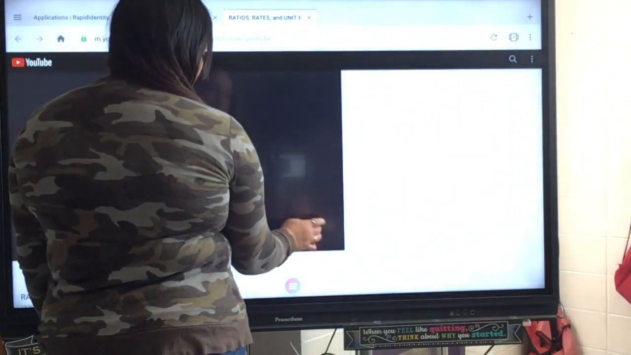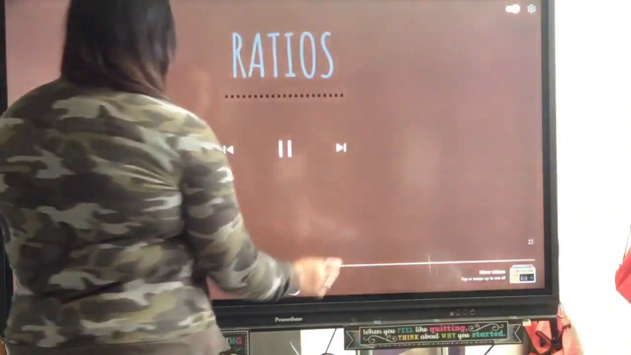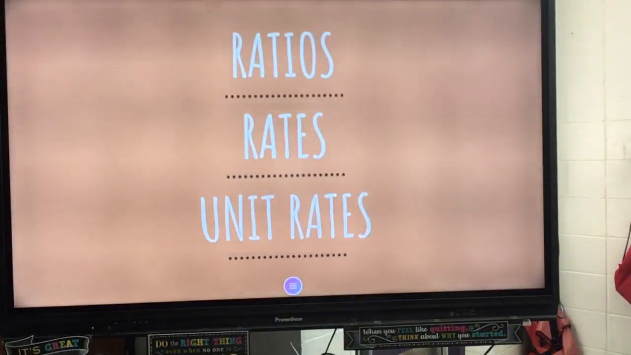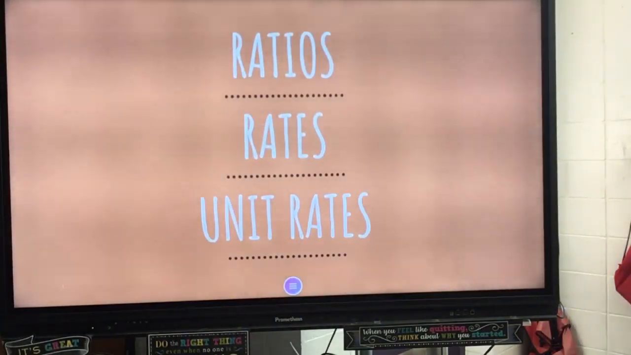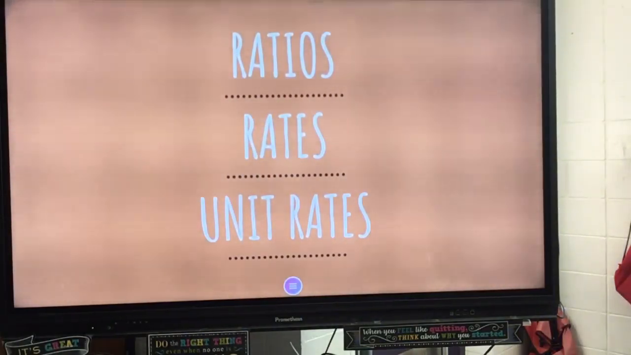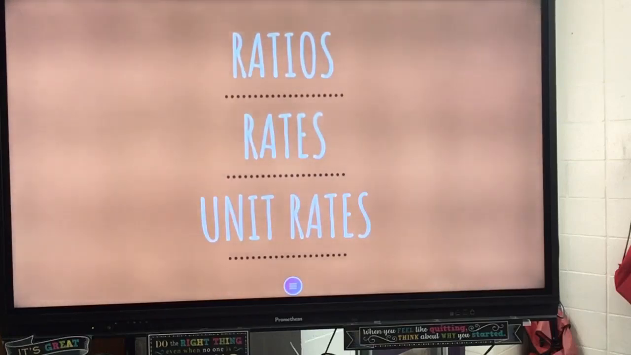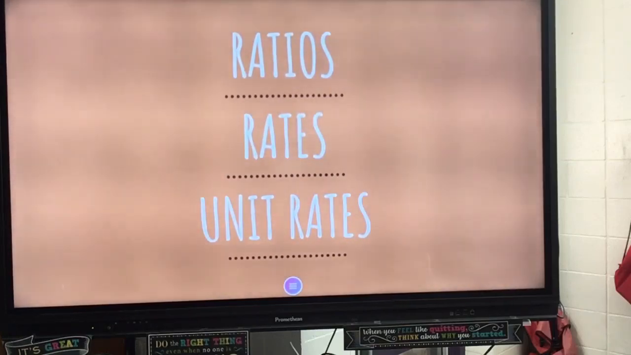Hey everyone, today we're doing a quick review on ratios, rates, and unit rates as requested. We'll go through the definitions of what each term is and a couple real-life examples of ratios, rates, and unit rates.